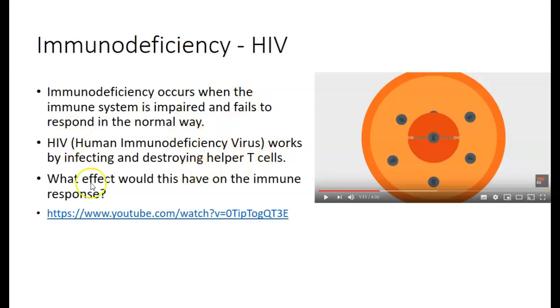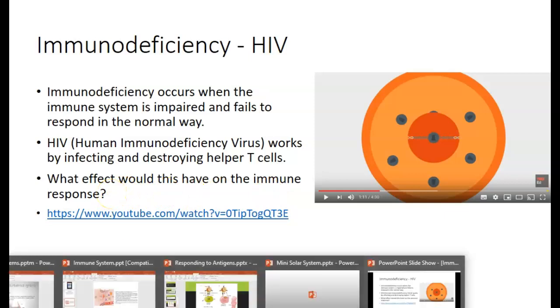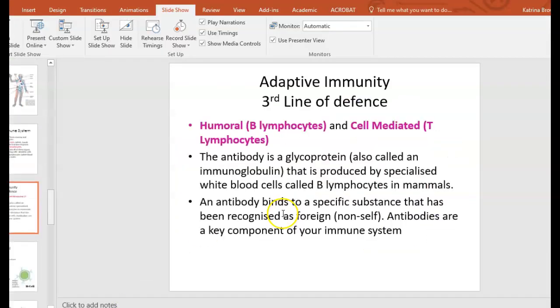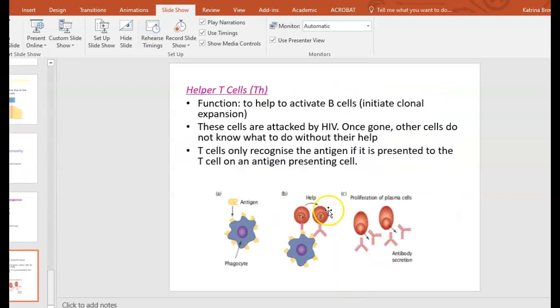What effect would this have on the immune response? Let me go back to one of our previous PowerPoints, just as a quick reminder. That's where our T helper cell was discussed. So remember, our T helper cell is the first point of call for the antigen presenting cell. T helper cell will recognize the antigen being presented and then facilitate the binding to the correct B lymphocyte. It will signal that B lymphocyte to undergo clonal expansion and will result in the antibody being produced.